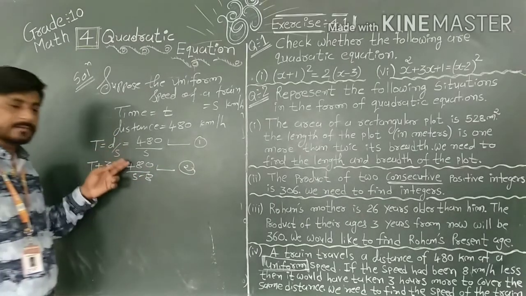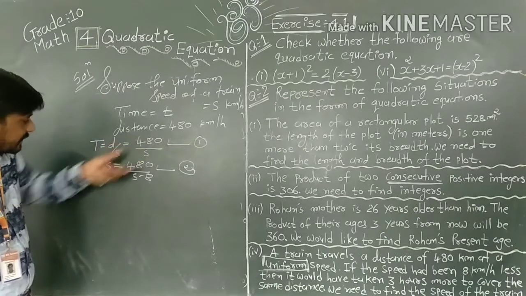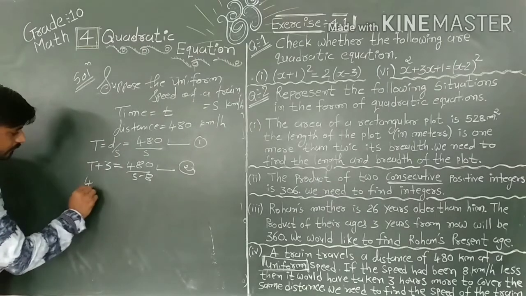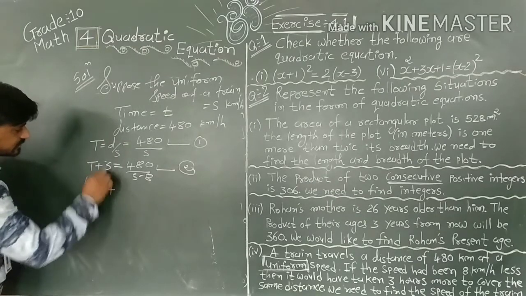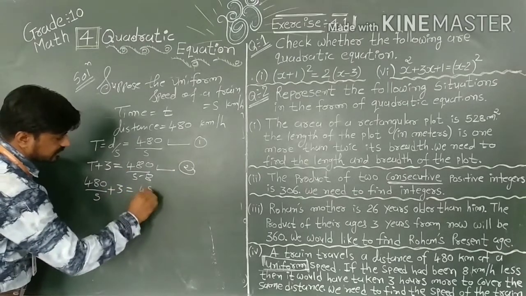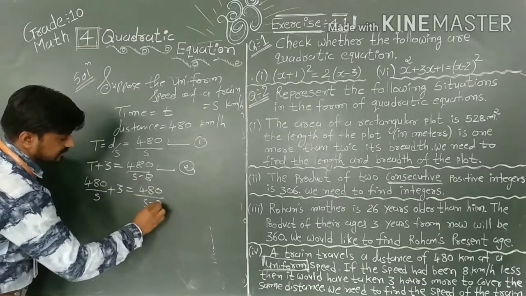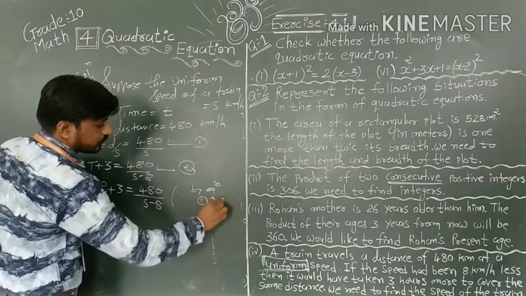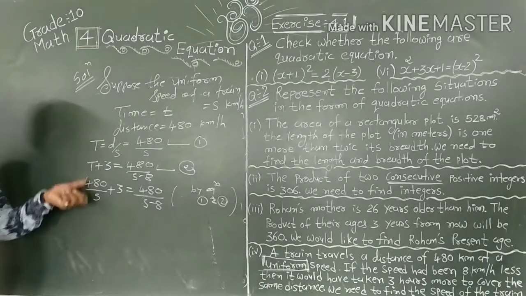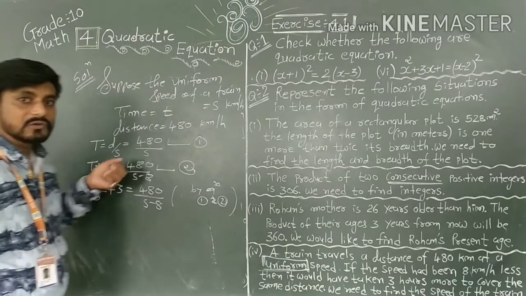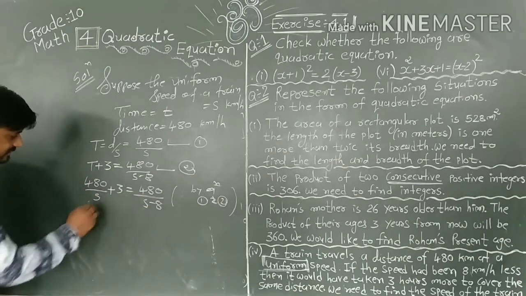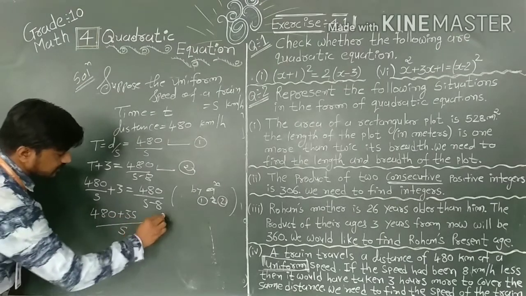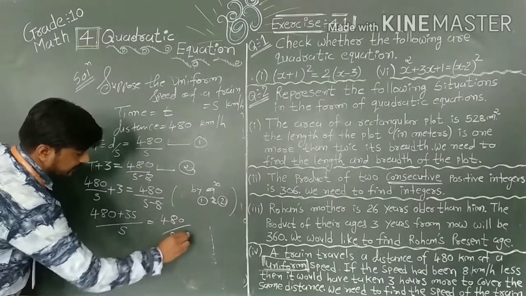Now solve these two equations. I put t is equal to this quantity here. Instead of t, I write 480 upon s. 480 upon s plus 3 is equal to, this term is the same, by equation 1 and 2. Now solve these two. We get a quadratic equation. First of all, I take LCM on the left side. 480 plus 3s upon s is equal to 480 upon s minus 8.